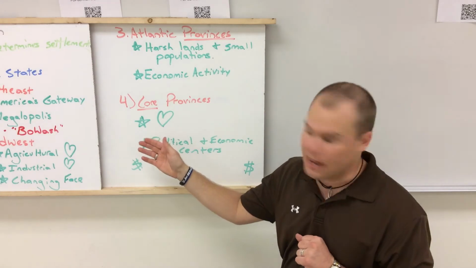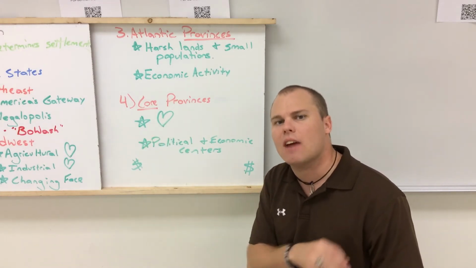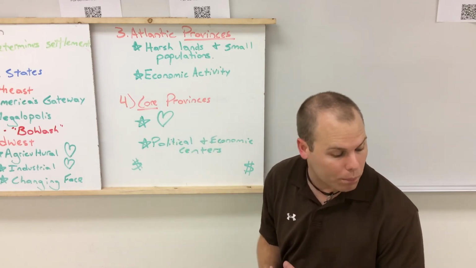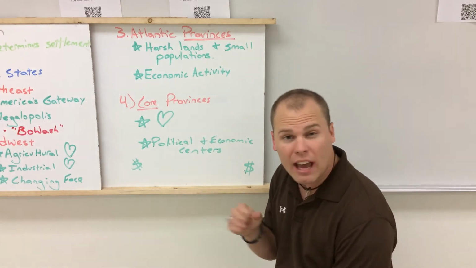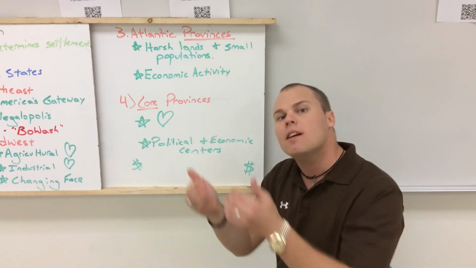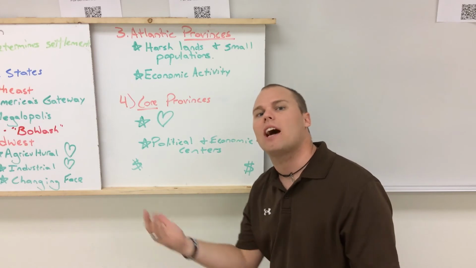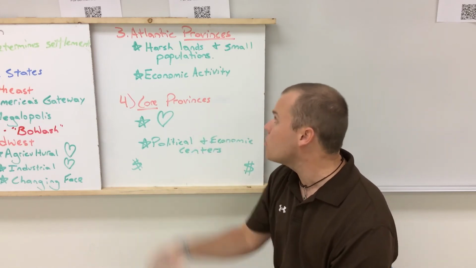It is the heartland, which is what I've got the heart here for. 3/5, every 3 out of 5 people in Canada live in one of the core provinces. And most of the settlement of the core provinces is in the middle of Canada, in the southern portion, around the Great Lakes, because of its nearness to the United States, as well as its latitude. It's further south, so it's warmer. Okay? These are your political and economic centers of Canada.